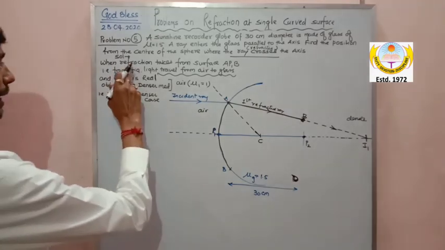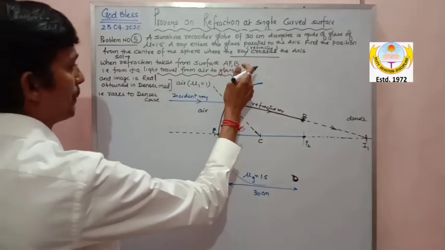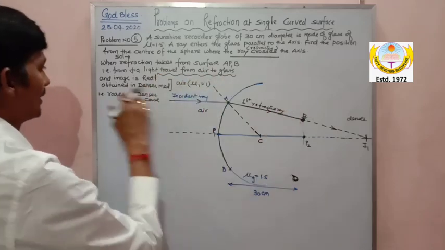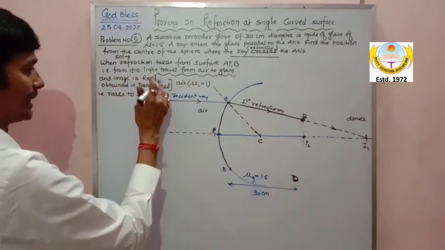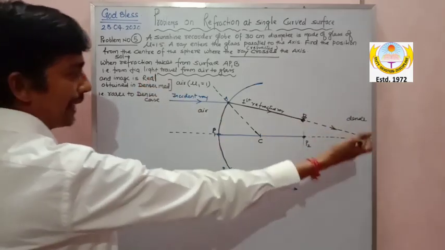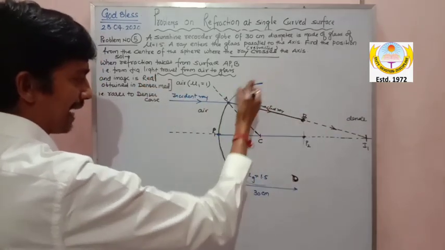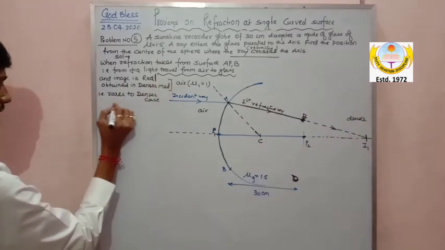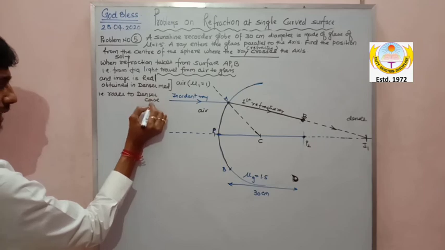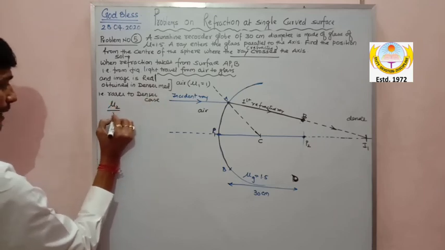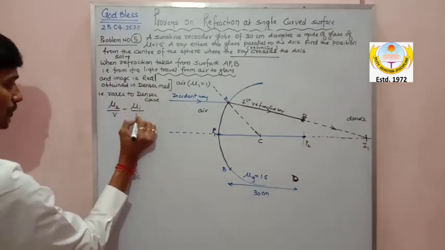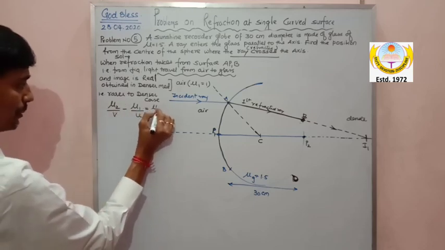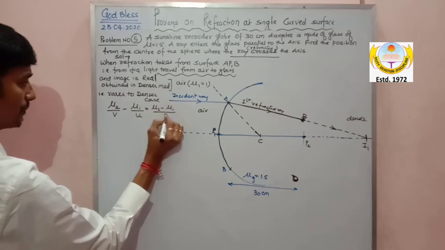Am I clear? So when refraction takes place from surface AP1B, that is from the figure, light travels from air to glass, and the image is real, obtained in denser medium. Obtained in denser medium, because here I have taken this surface, image obtained in denser medium. So my dear, here the formula is: object is in rarer, image is in denser. So this will be mu2 by v minus mu1 by u, image is in denser, object is in rarer, is equal to mu2 minus mu1 by r.